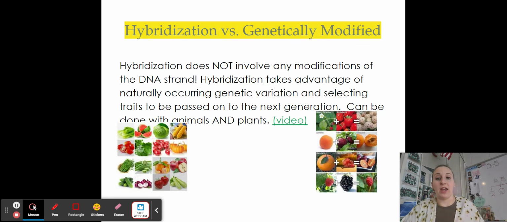Hybridization versus genetically modified. With hybridization, you're not actually altering the set DNA at all.